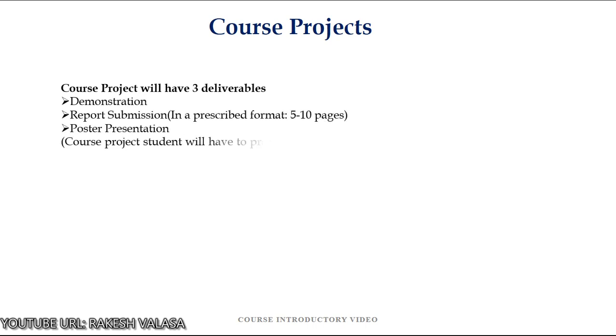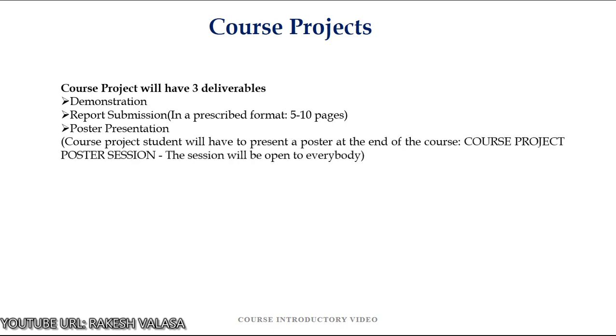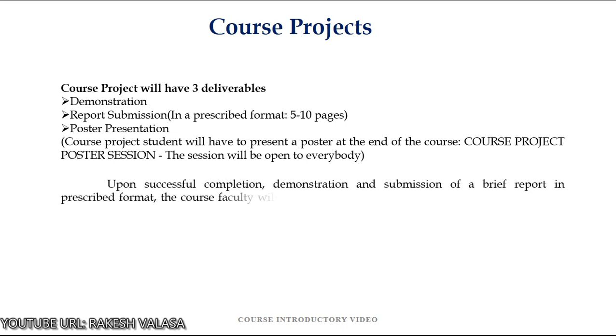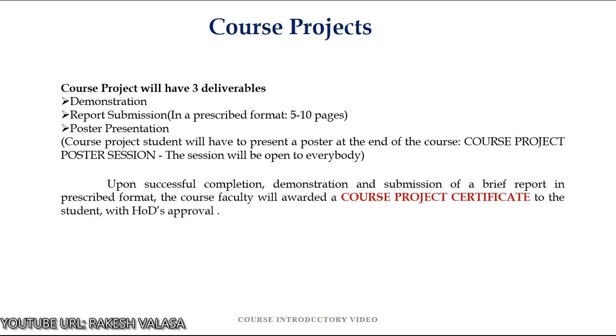The course project will have three deliverables. First one is demonstration, second one is report submission in a prescribed format, that is 5 to 10 pages. Third is poster presentation. The course project student will have to present a poster at the end of the course. The poster presentation session will be open to everybody. Upon successful completion, demonstration and submission of a brief report in the prescribed format, the course faculty will award a course project certificate to the student with the HOD's approval.